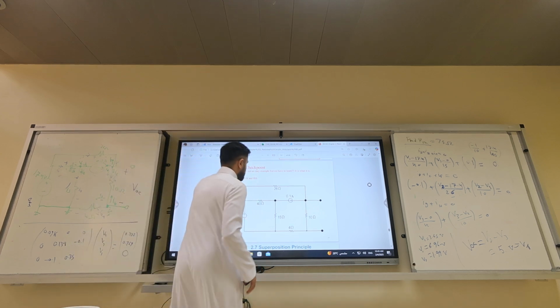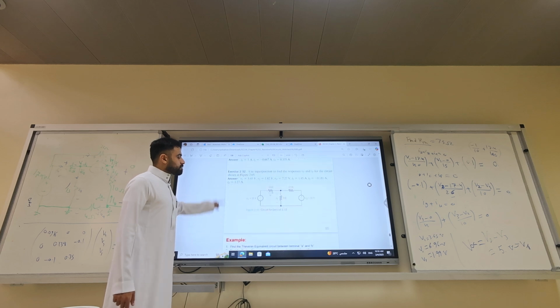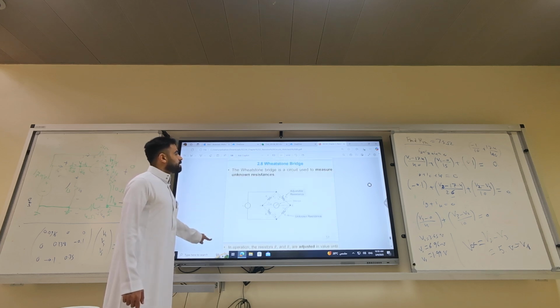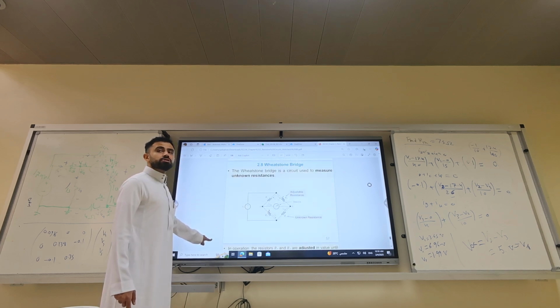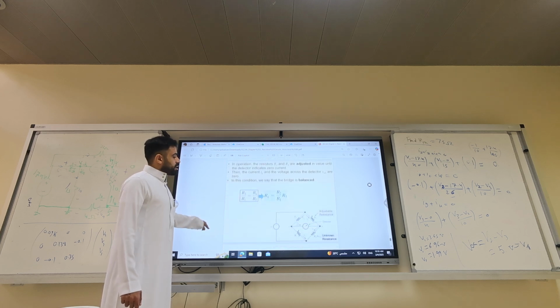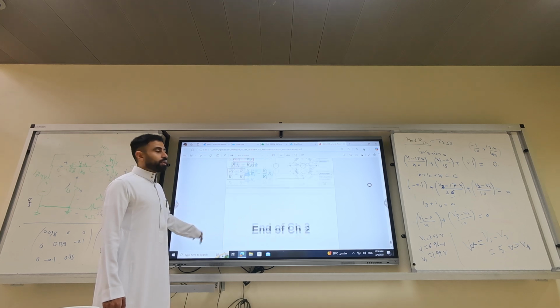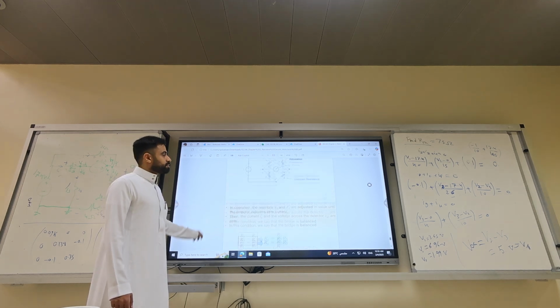Next time, we will cover the superposition principle. And we will cover the Wheatstone bridge. Did you study it in physics? And this will probably end the material of the major exam. This will hopefully be finished Thursday.